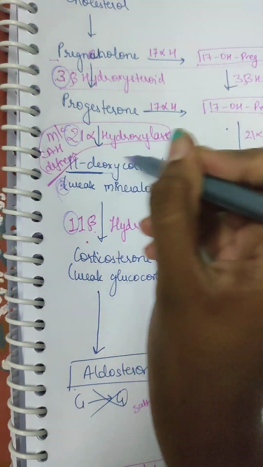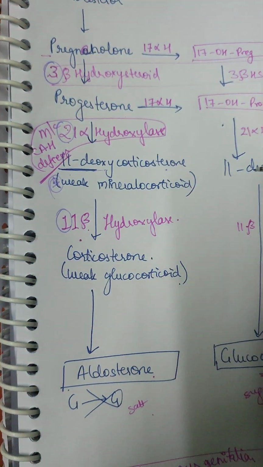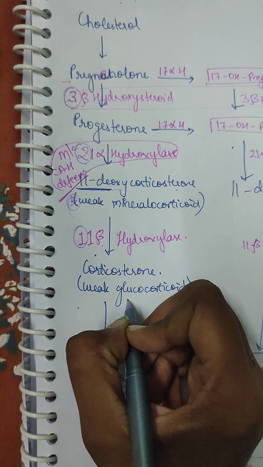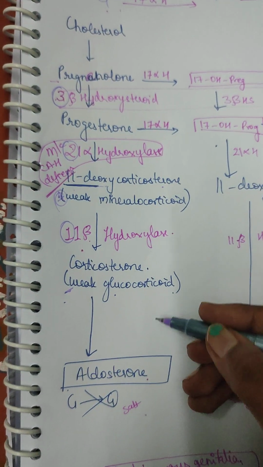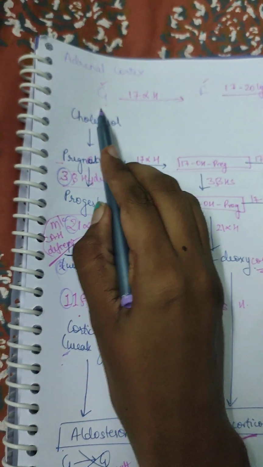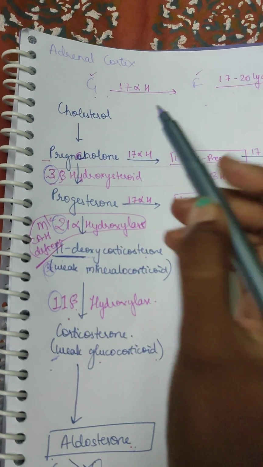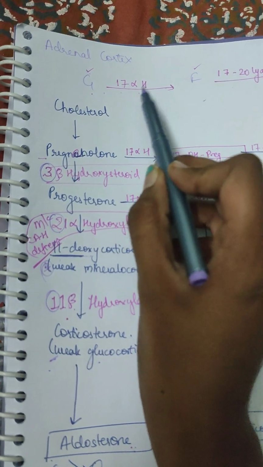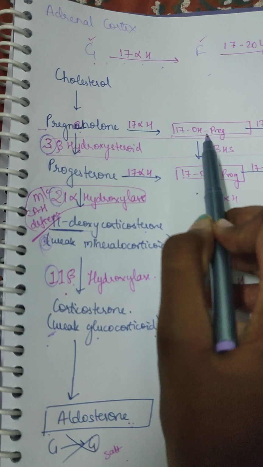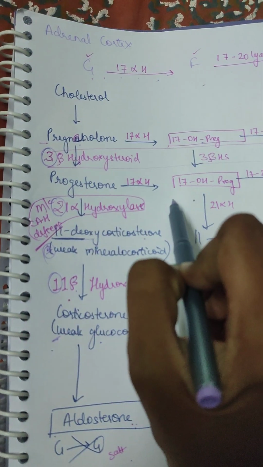Then below this 11-deoxy thing, we have 11-beta hydroxylase, which forms corticosterone. Again, this is a weak glucocorticoid. You need to remember it. And then it forms aldosterone. Now, going from G to F, we have an enzyme called 17 alpha hydroxylase, acting on either pregnenolone or progesterone to give the next product.